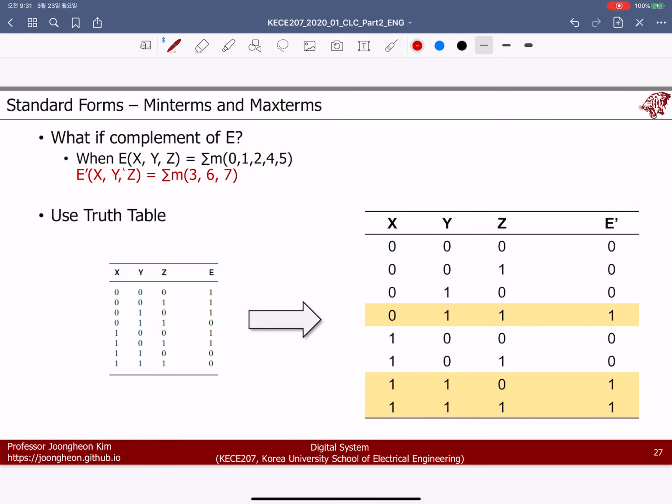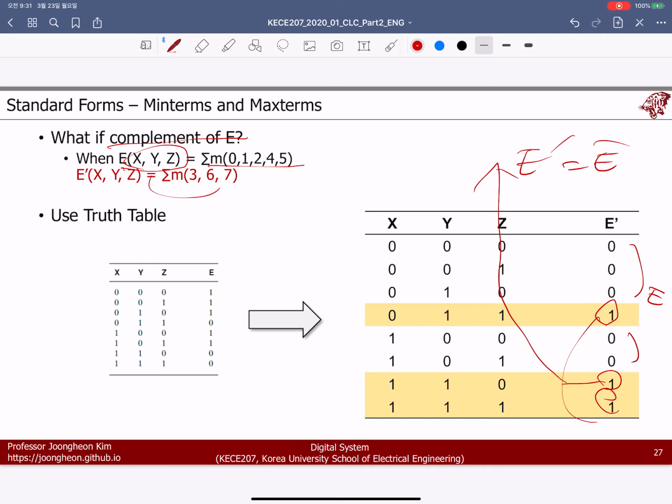Then E is just like that, based on our calculation in our previous slide. Now we have to calculate the complement of the E. In this case, as I told you before, this is our E, and then the others are our complement. This one, this one, this one. These are our complement, E prime or E bar. That's why you can write down just like that. Okay, 3, 6, 7.